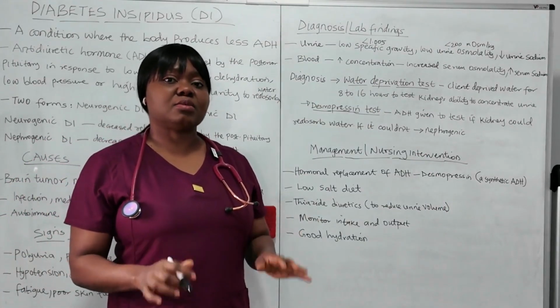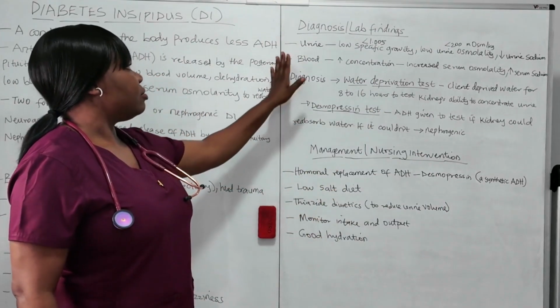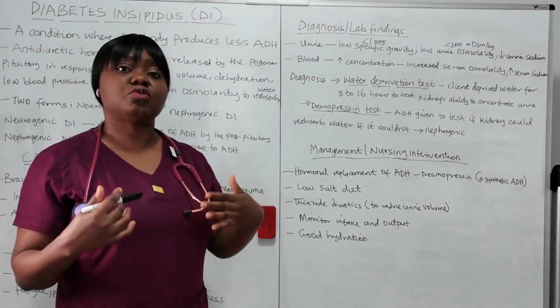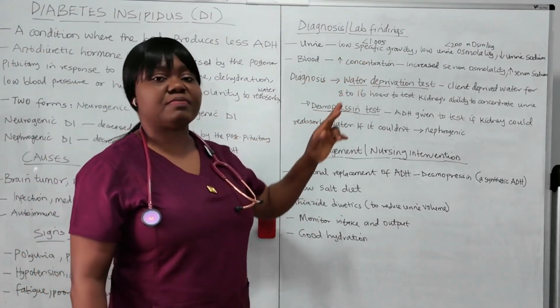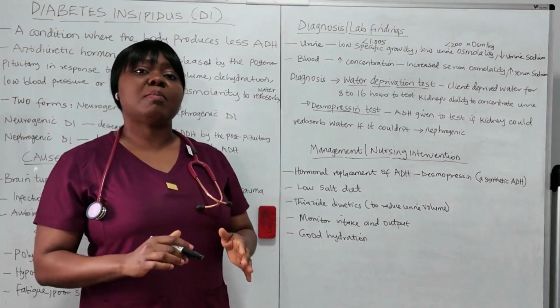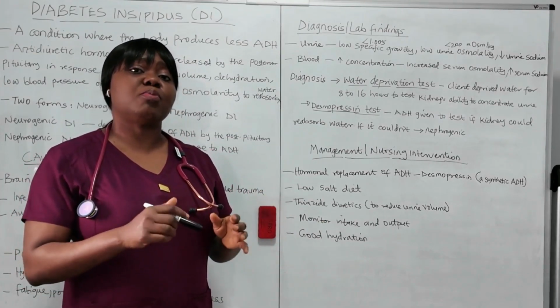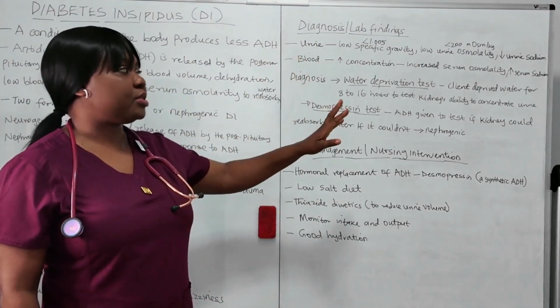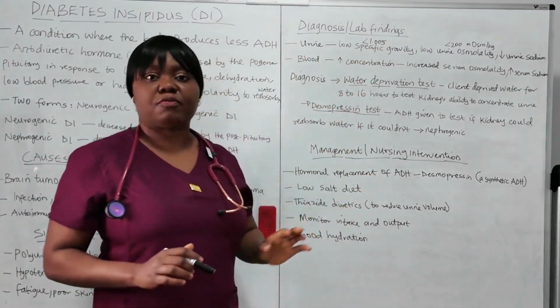Now let's look at the diagnosis or lab findings. First, the urine. What will happen? If a patient is losing so much fluid, there's going to be low specific gravity of the urine because the urine will be so dilute. The normal specific gravity of urine is 1.005 to 1.030. But for a patient that has diabetes insipidus, it's going to be less than 1.005.